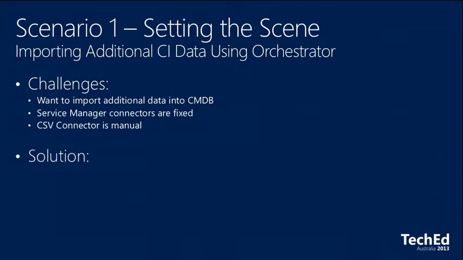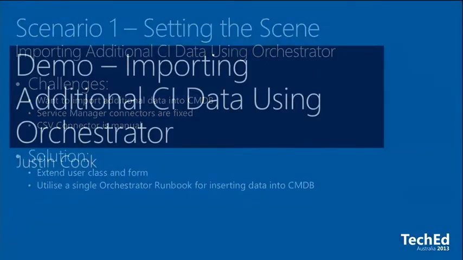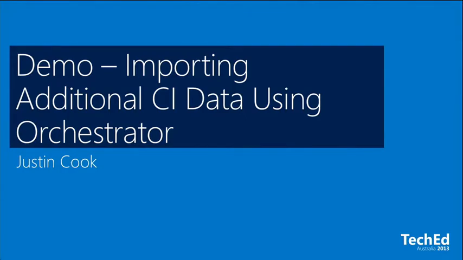So not very flexible. So our solution here around the HR system is we're going to extend the user class, add a new property to our user object in the CMDB called payroll number. And what we're going to do is extend the form so you can see that in the console. And then finally, we've got a runbook that's actually going to go and perform the import of that data for us. All right, let's take a look.